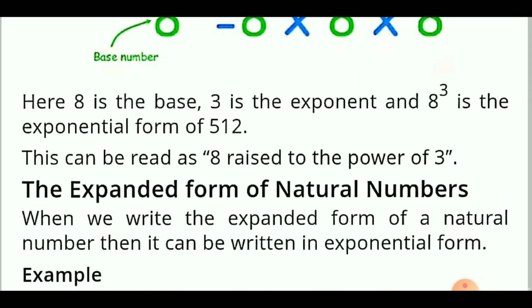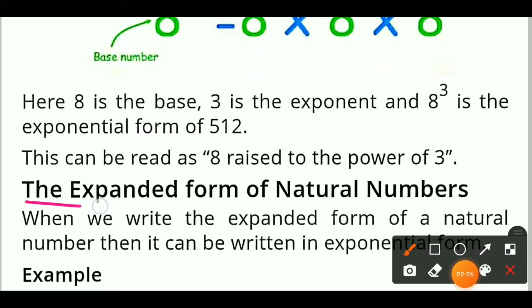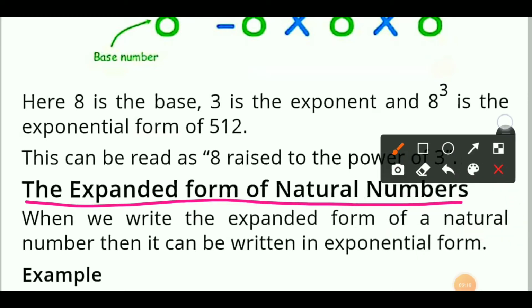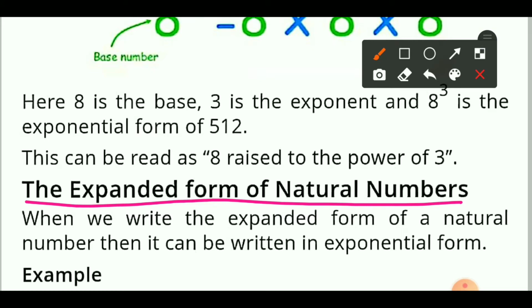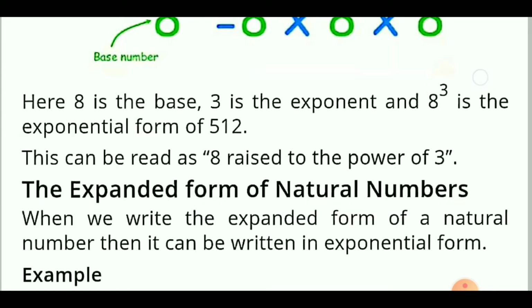The expanded form of natural numbers: when we write the expanded form of a natural number, it can be written in exponential form. What does it mean? How do we write the expanded form of natural numbers? When we write the expanded form of a natural number, then it can be written in exponential form. So at the same time we can write numbers in exponential forms. Let's see how.